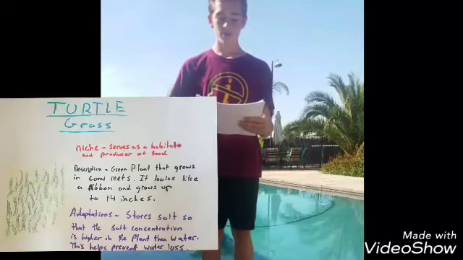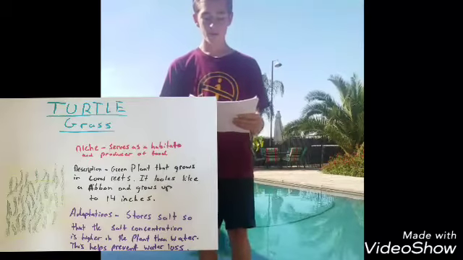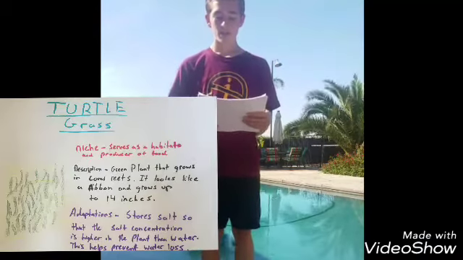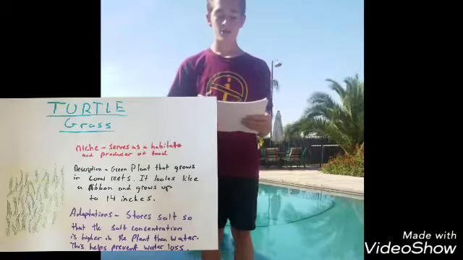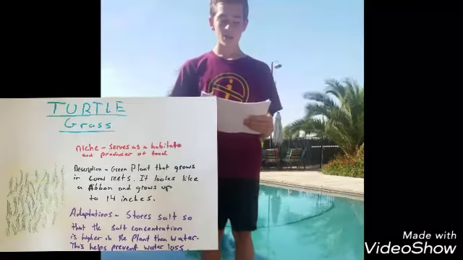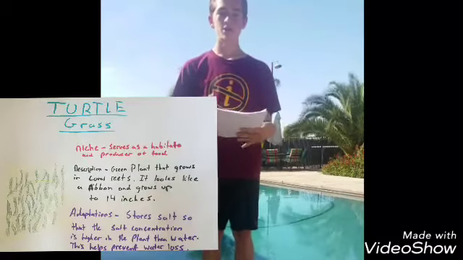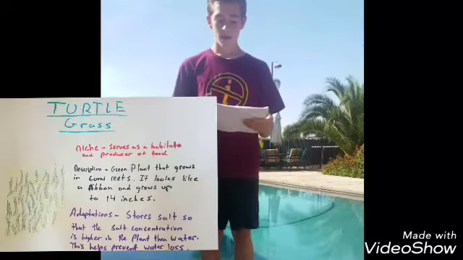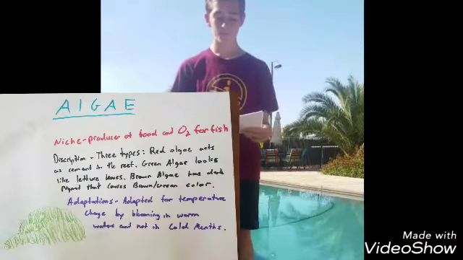Turtle grass is a green ribbon-like plant that grows in coral reefs. It can grow up to 14 inches. It serves as a habitat and also a producer of food. An adaptation of turtle grass is that it stores salt so that the salt in the plant is at a higher concentration than the water around it. This helps it prevent water loss.